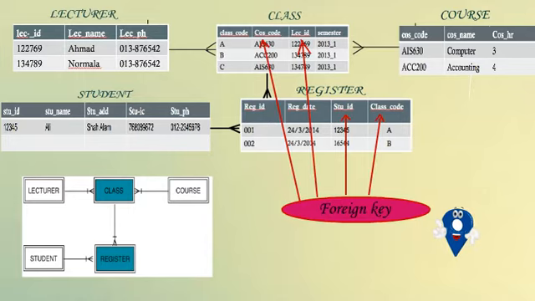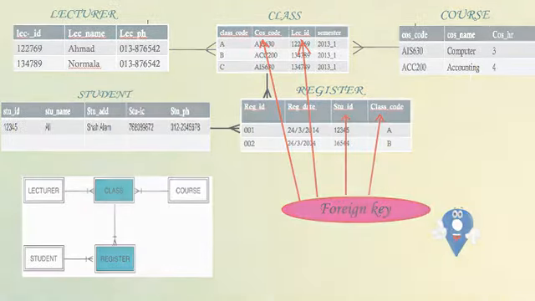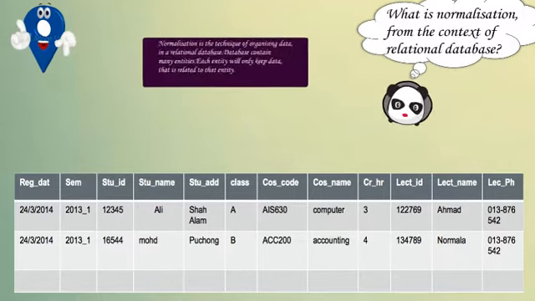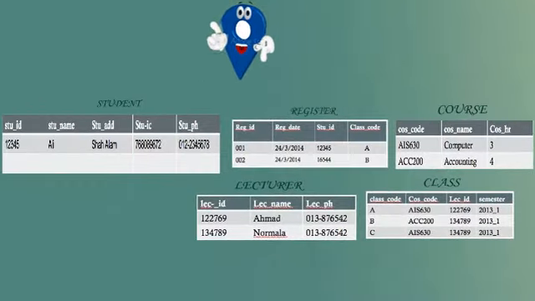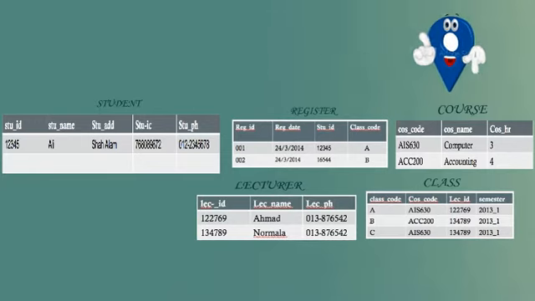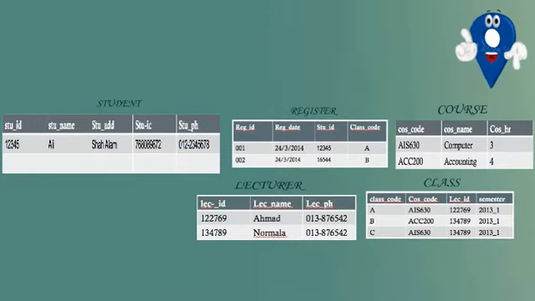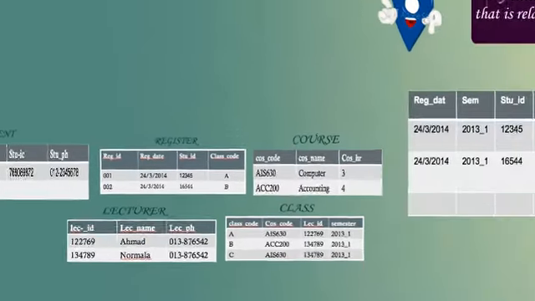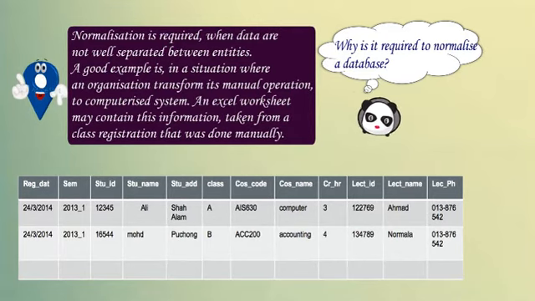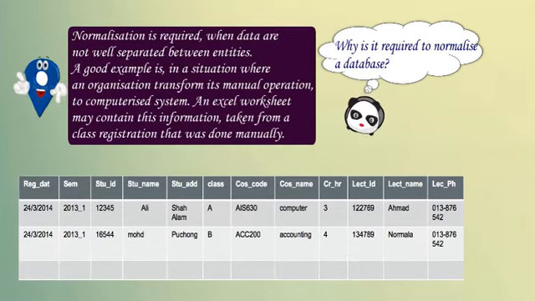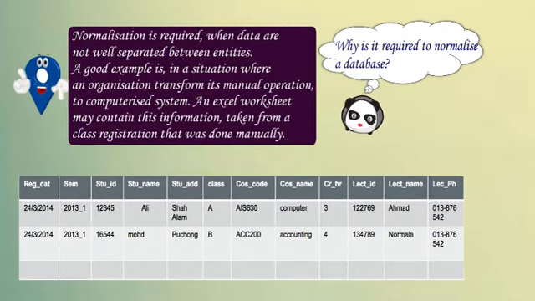What is normalization, from the context of a relational database? Normalization is the technique of organizing data in a relational database. A database contains many entities. Each entity will only keep data that is related to that entity. Why is it required to normalize a database? Normalization is required when data are not well separated between entities. A good example is a situation where an organization transforms its manual operation to a computerized system, and an Excel worksheet may contain this information taken from a class registration that was done manually.